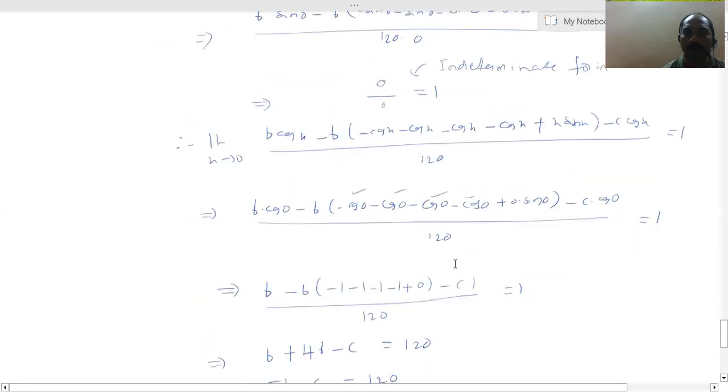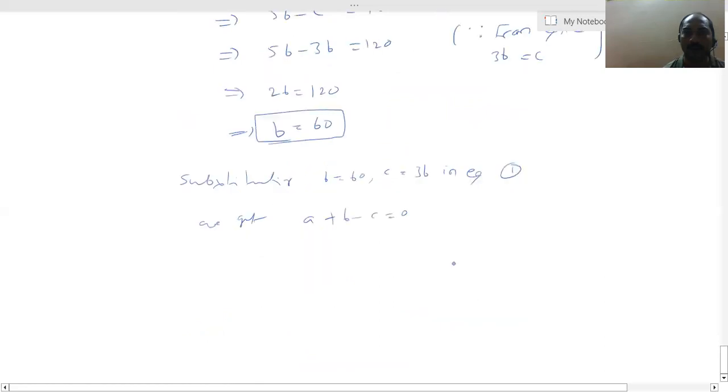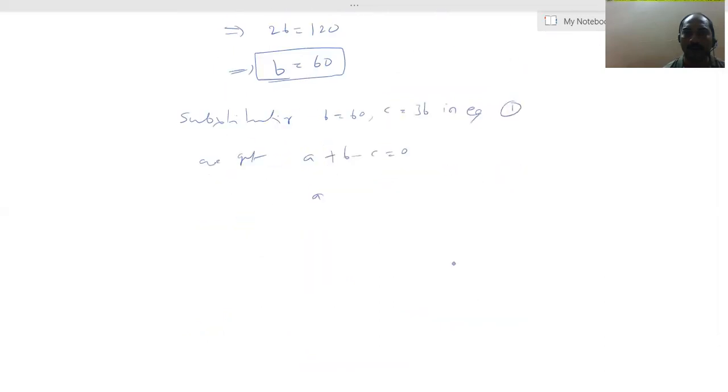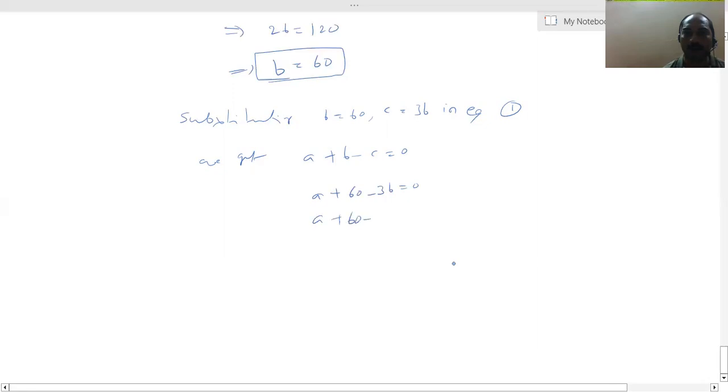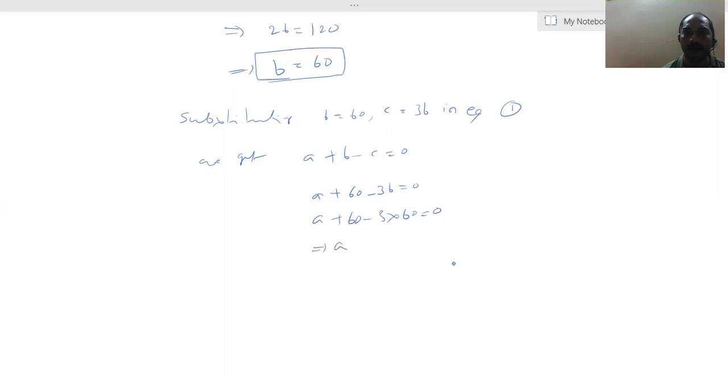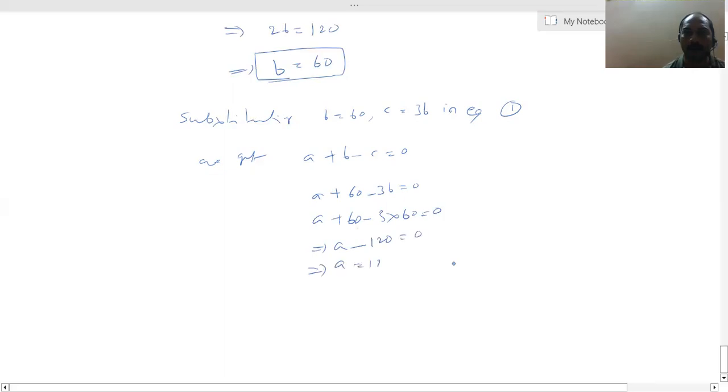Substituting equation 2 and the b value, we get the a value, because we require a plus b, where b value is 60, minus c, where c value is 3b, equal to 0. a plus 60 minus 3 into b value 60 equal to 0. That implies a equals 3 times 60, which is 180, minus 60, that is 2 times 60, means 120. So a equal to 120. That's all.